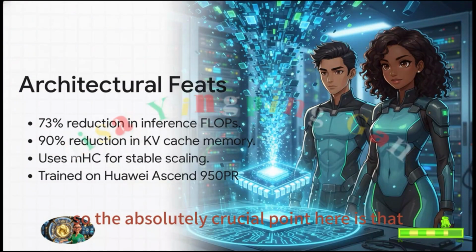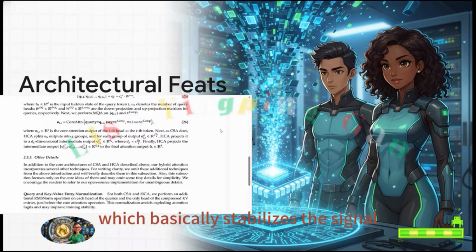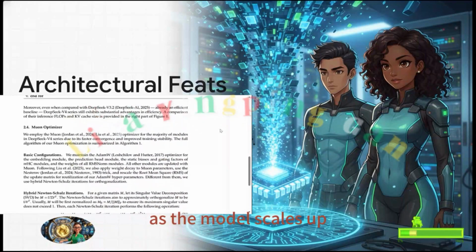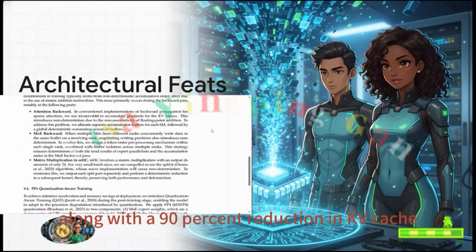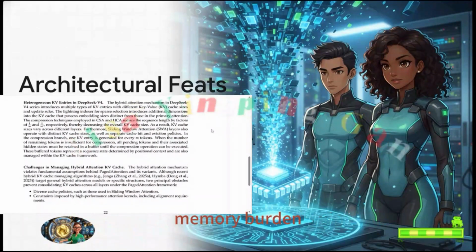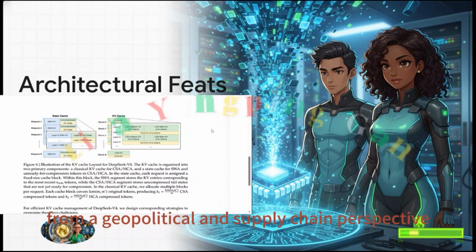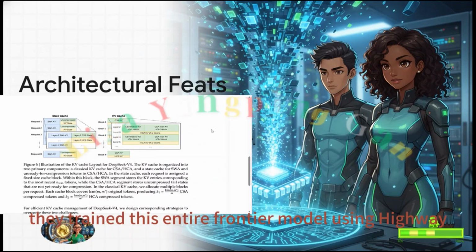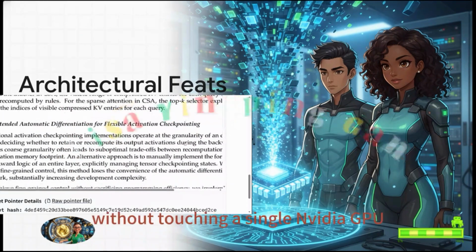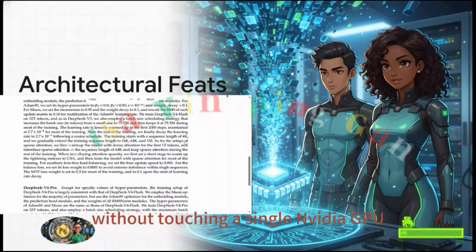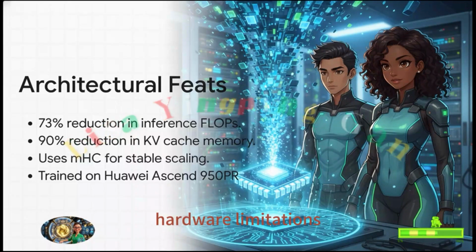So the absolutely crucial point here is that by combining this memory trick with something called mHC, which basically stabilizes the signal as the model scales up, they achieved a massive 73% drop in compute costs, along with a 90% reduction in KV cache memory burden. And honestly, perhaps most significantly from a geopolitical and supply chain perspective, they trained this entire frontier model using Huawei Ascend 950PR chips. No way, right? They achieved all of this without touching a single NVIDIA GPU. It really proves that architectural innovation can completely offset hardware limitations.